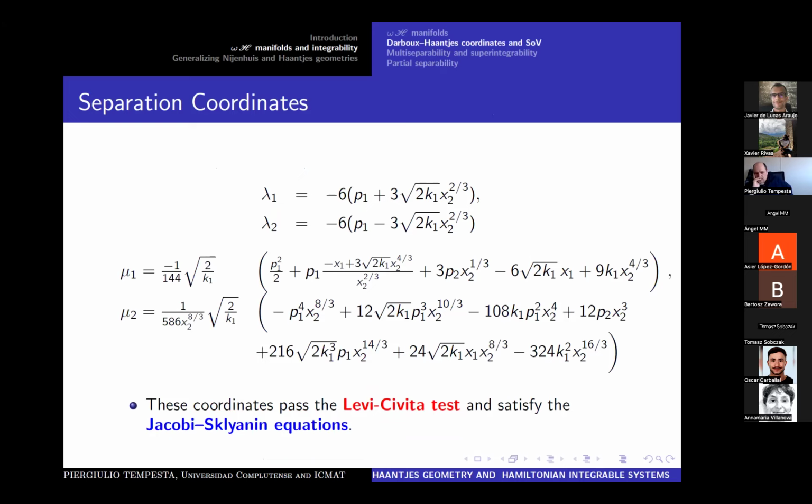One can also appreciate that these coordinates pass the famous Levi-Civita test for separability, satisfied by the Jacobi-Hamilton equation. They are separation coordinates for the non-separable system. Of course, the system was non-separable just in the configuration space, but in the full phase space you can separate it, for instance, using this new geometry.